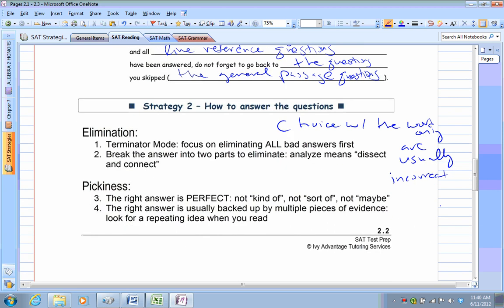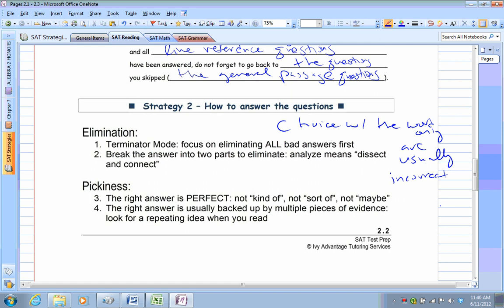So for strategy 2, elimination and pickiness. When you go about answering these questions, you want to go in Terminator mode, meaning you want to focus on eliminating all bad answers first. So you want to go through the choices, and for example, for number 18, we knew B didn't make sense, nor does C, D, or E.